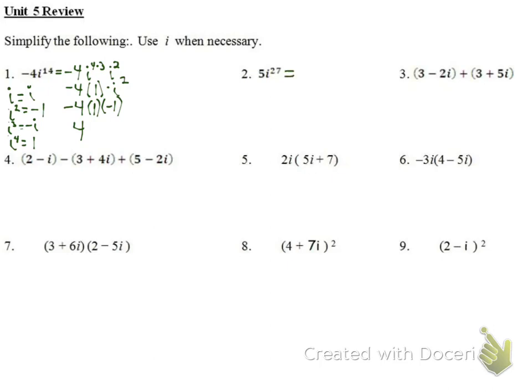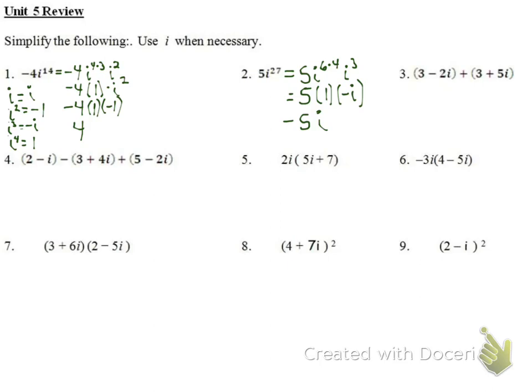Number 2 works the same way. i to the 27th. We want a multiple of 4 that's the closest without going over 27. Well, if we look at 24, which is 6 times 4, that would leave 3 left over, or i to the third. So it becomes 1 times i to the 4th to the 6th, times i to the third, which we said earlier, i to the third was negative i. So our answer becomes negative 5i.